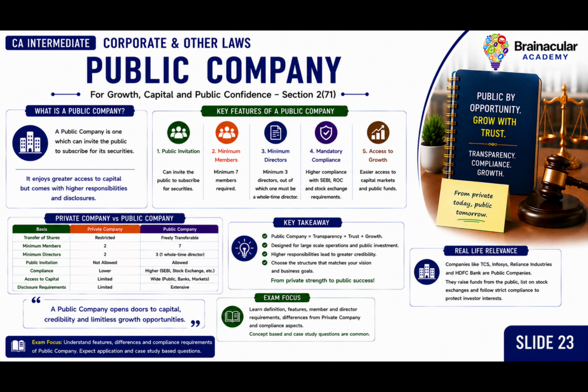And now we'll have a comparison of private versus public company. Minimum numbers की बात आती है तो private has 2 and public has 7. Then maximum numbers in private there are 200 and public there is no limit. Transfer of shares private में restricted, public में they are freely transferable. Then public invitation private के लिए prohibited and for public it is permitted. Then minimum directors in private there are 2 and public there are 3. नेम सफिक्स की बात आती है तो प्राइवेट के आगे लगेगा प्राइवेट लिमिटेड और पब्लिक के आगे लगेगा लिमिटेड.